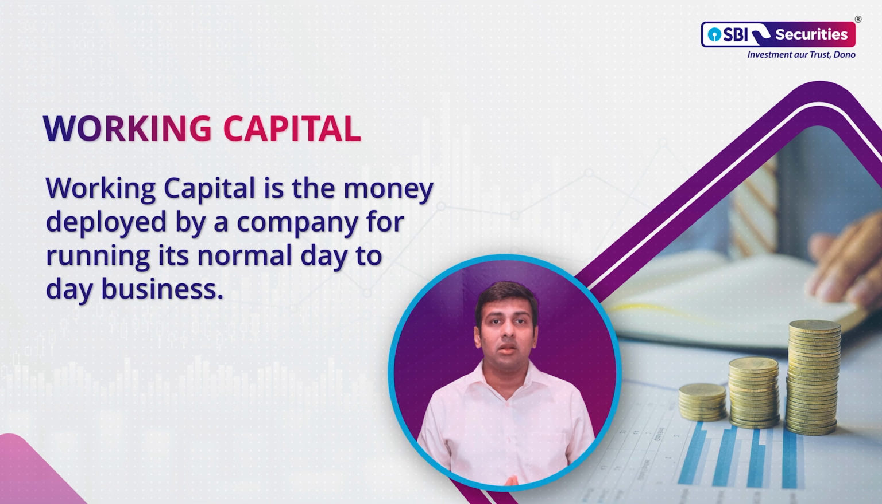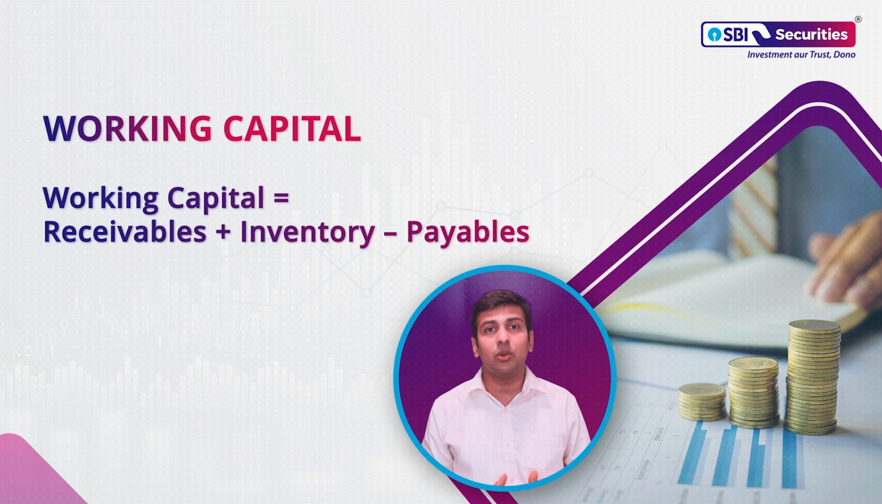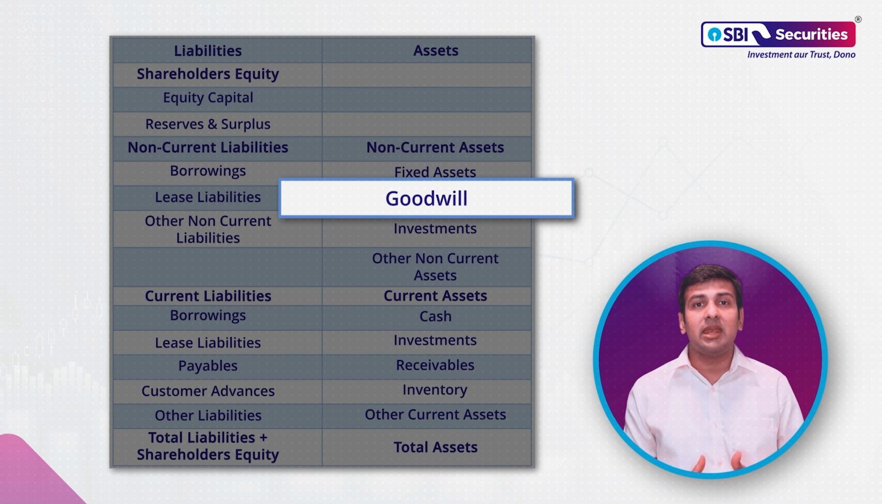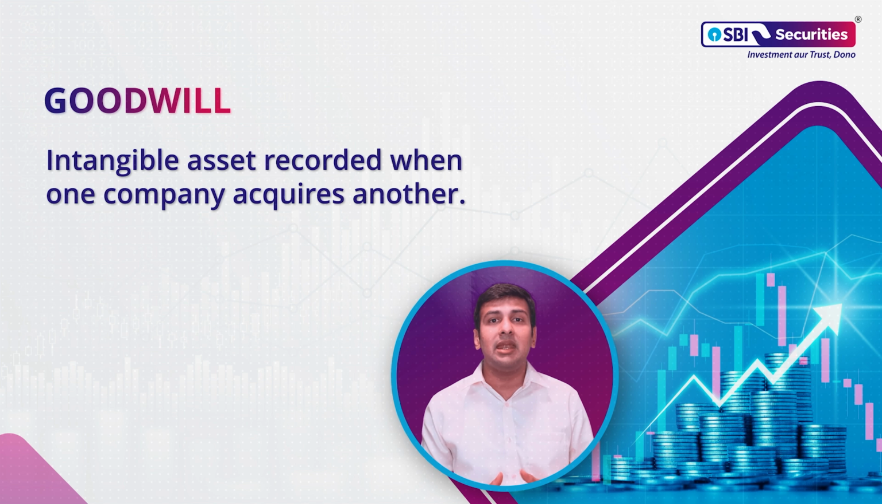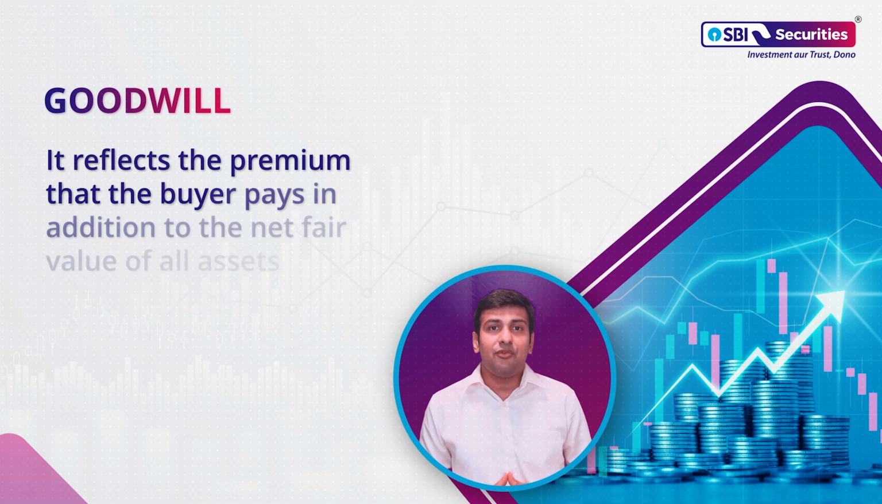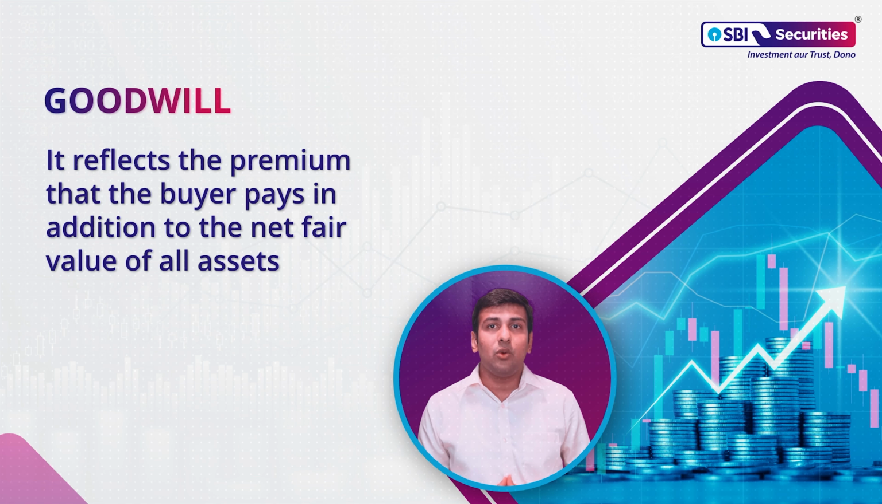Working capital. So working capital is the money deployed by the business to run its normal day-to-day operations. So working capital is equal to receivables plus inventory minus payable. Goodwill is created when one company acquires another company and is an intangible asset. It reflects the premium that the buyer pays in addition to the net value of the other assets.